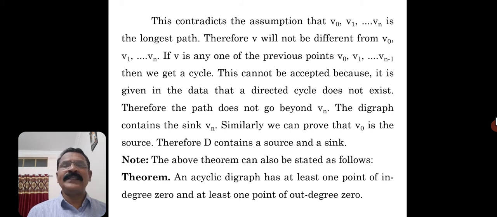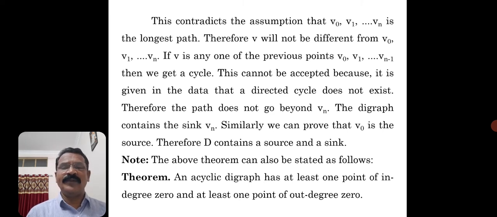It implies V is amongst one of the vertices V0 to Vn. If V is any one of the previous points, V0, V1 and so on, Vn minus 1, then we get a cycle. This cannot be accepted because it is given that a directed cycle does not exist. Therefore, the path does not go beyond Vn. It implies the digraph contains the sink Vn. Similarly, we can prove that V0 is the source.